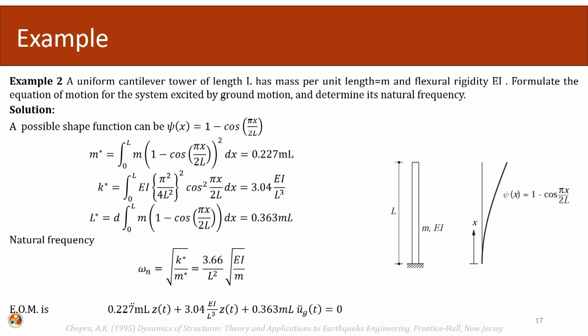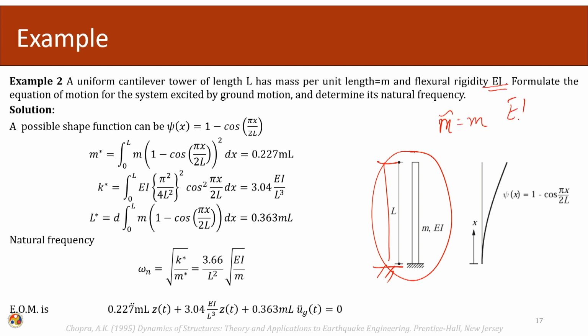Here we have been given a uniform cantilever tower of length L. It has a mass per unit length m and a flexural rigidity EI. It means that the cross section is constant throughout and the material is constant. We have to formulate the equation of motion for the system. In this example, the forcing function is ground excitation, and we have to determine the natural frequency.